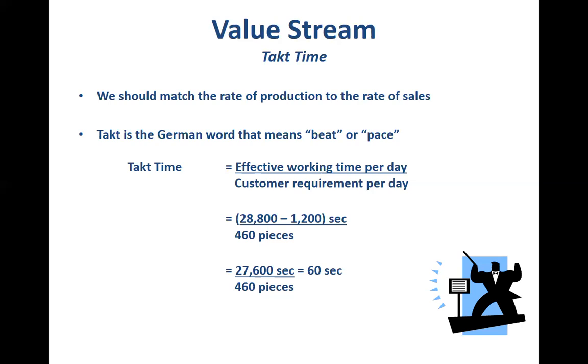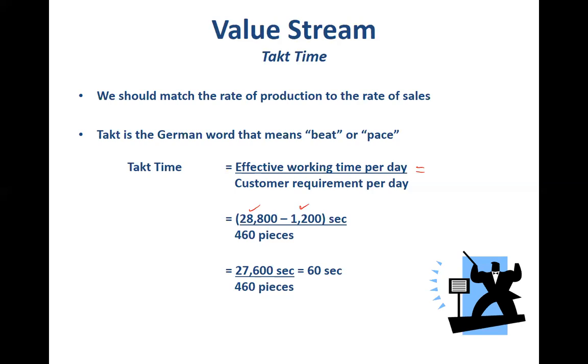We know that the effective working time per day is the total time that we have in a shift, 28,800, minus the time that there's a break, 10 minutes break. So that's the 27,600 in the numerator. And the denominator, we have customer requirement per day, which is 460 pieces. Actually, this is per shift because this can be translated into per shift also, or we could consider it as per day.